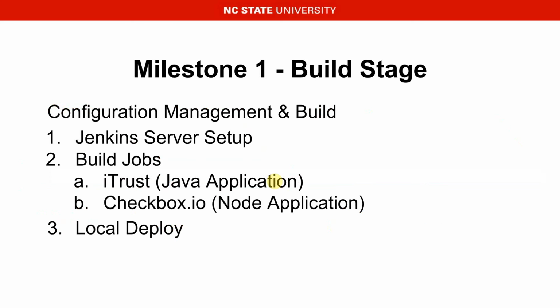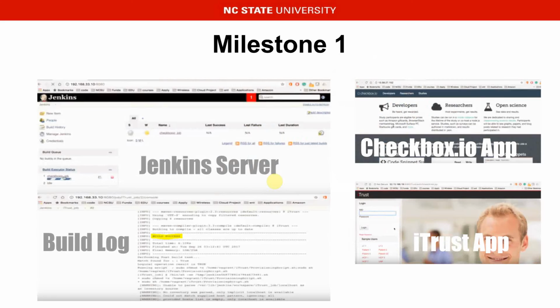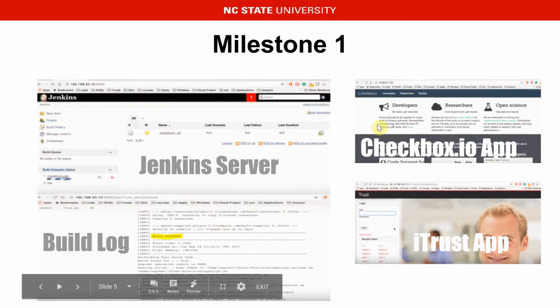In the build stage, we automated the creation of a Jenkins server and assignments of Jenkins job to enable the local build of both the apps. Ansible was a config management tool we used, and we also leveraged certain Jenkins plugins. Post build success, the app is locally deployed to Vagrant VMs. Now, this is a high-level diagram of the build task and what I just explained. And this is a snip of the Jenkins server, the build logs, and both the applications.